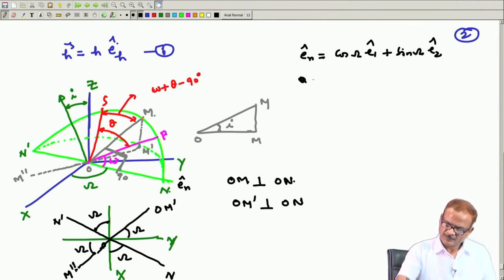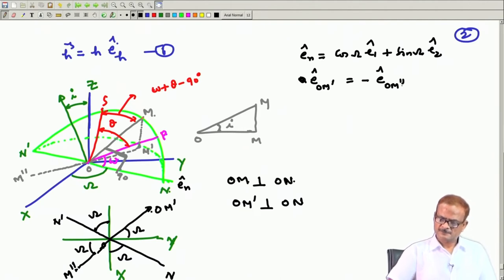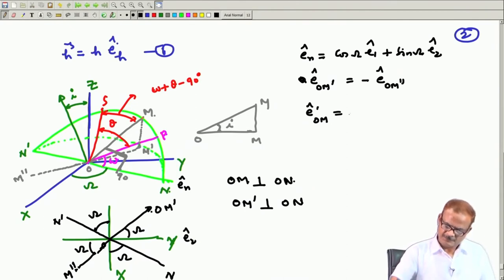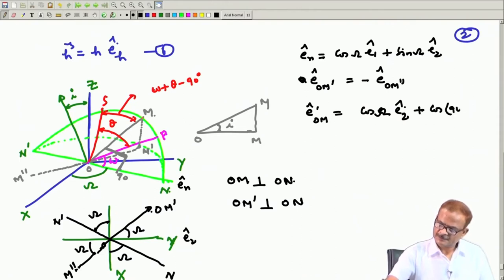Also, we have E O m prime, this unit vector along the O m prime in this direction, this will be equal to minus E cap O m double prime. And how we can write the E O m prime unit vector, this will be E 2 cap is along this direction. So, cos capital omega E 2 cap and from here this place, this is plus cos 90 plus capital omega E 1 cap. So, this becomes minus sin capital omega E 1 cap plus cos capital omega E 2 cap.